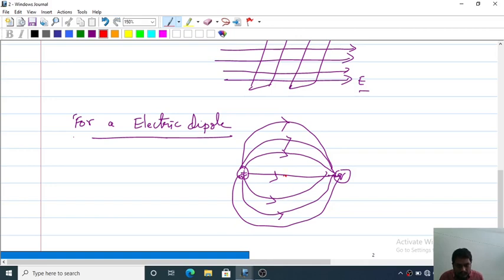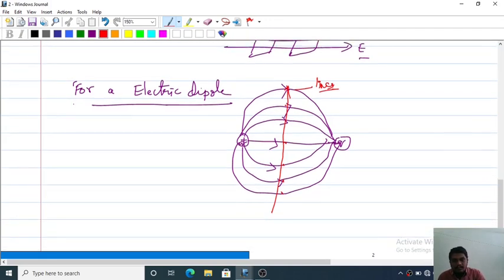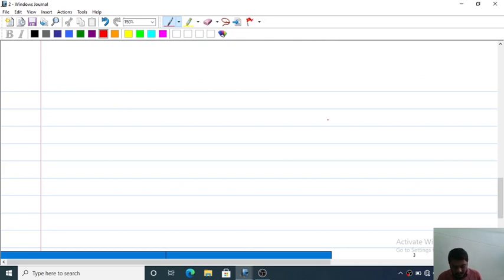This is an equipotential point, here also an equipotential point. If you join all the equipotential points which have the same potential for the dipole, you will get a line. So for a dipole, the equipotential surface is a line. Okay, right, an equipotential line. Now we will see some important points regarding equipotential surfaces.